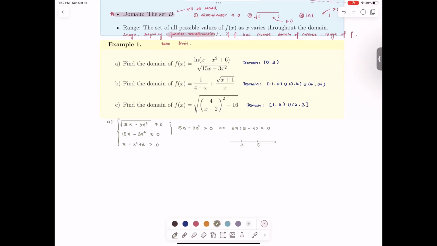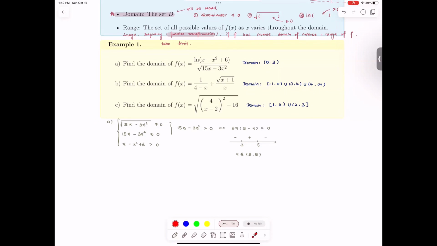So let's say put in a negative number, less than 0. You have a negative number. Plug in 4, you have a positive number. Plug in, let's say 10, you have a negative number. Okay, so for the whole expression to be bigger than 0, x has to be in between 0 and 5, not including them. Does this part make sense?